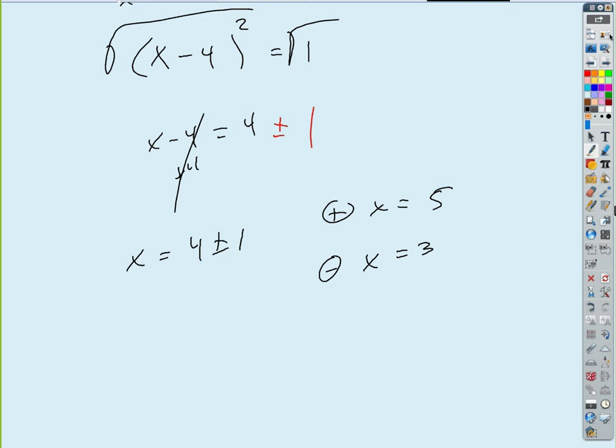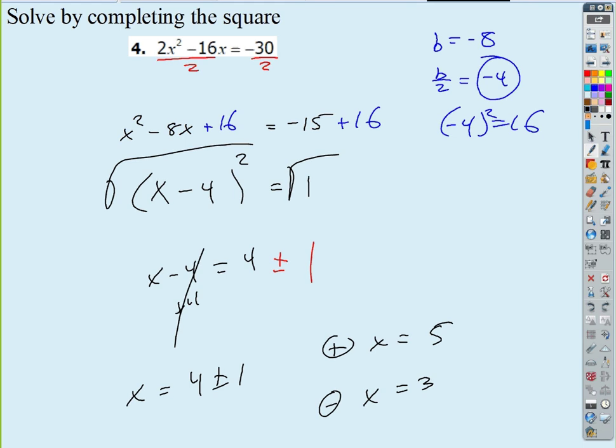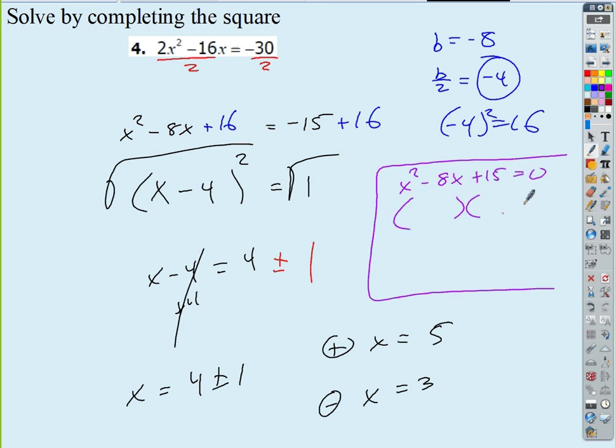Good. And you see that we could have, up here at the beginning, really factored this, couldn't we? Way back up here when we had x squared minus 8x equals -15, we could have added 15 to both sides and gotten x squared minus 8x plus 15 equals 0. And what are my magic numbers? We multiply to positive 15 and add to -8. -5, -3.